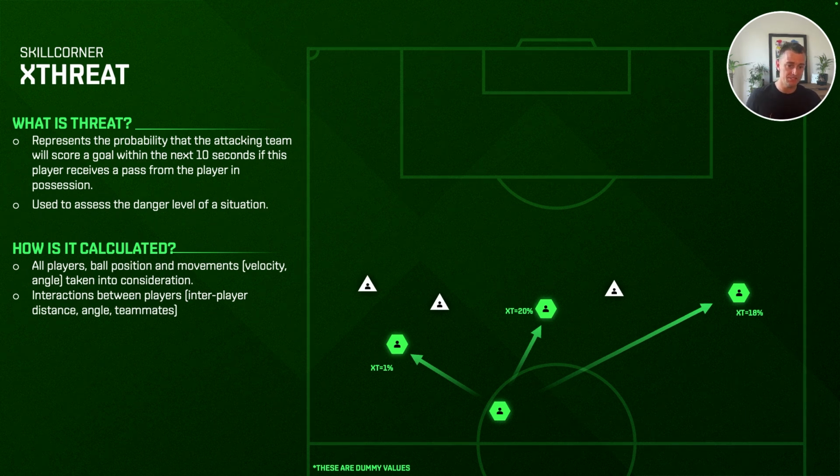On the pitch here, you can see we've got a small example. These are dummy values, but you can see if we pass to the player on the left here, the expected threat would be 1% as he's got two players close to him, whereas the pass in the middle of the pitch to a player who's got a free run at goal, that expected threat becomes a lot higher. Again, just to note, those are dummy values on this particular slide.